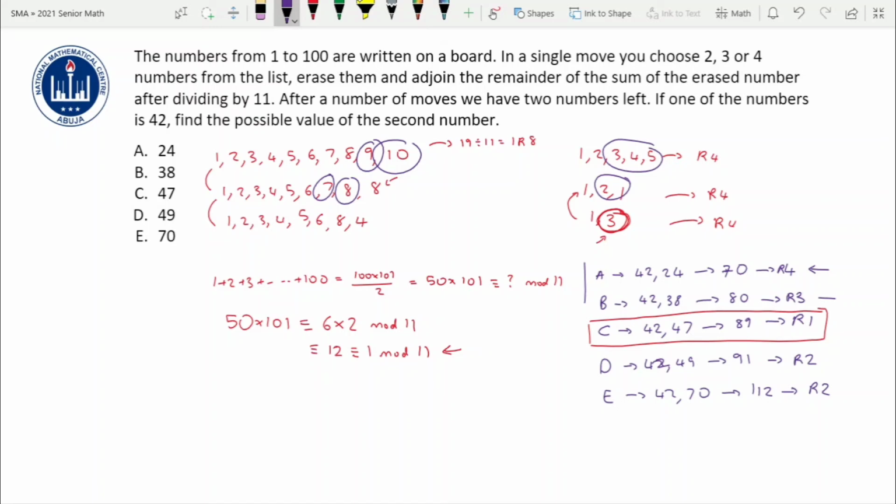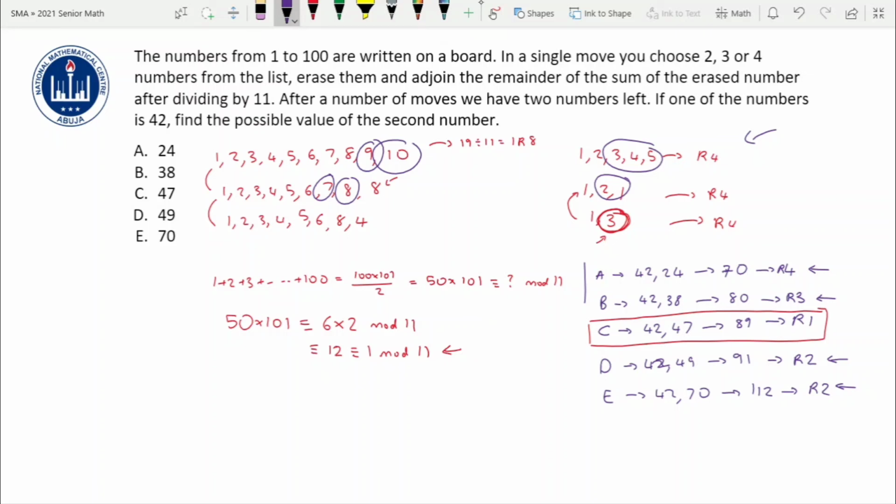And if we have 38 as the second number, then 42 and 38, if you add them together and divide by 11, you have 3 as a remainder, which is also not possible because the remainder should be 1, regardless of where you are. That's the thing I described up here. So we can't have 49 or 70 as the second number. From this, we can conclude that 47 can be the second number we'll have on the board after performing this sequence of moves a large number of times.